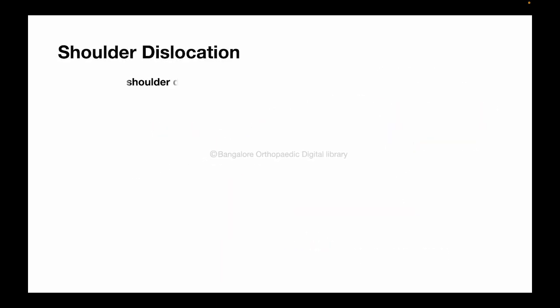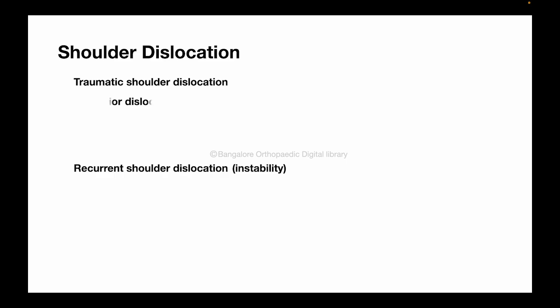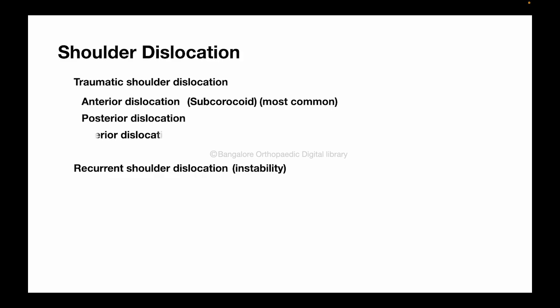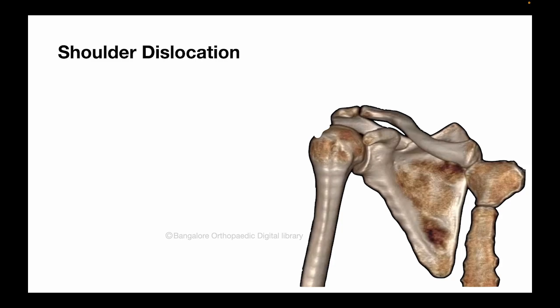Shoulder dislocation can be grouped into two distinct classes: traumatic dislocations and recurrent shoulder dislocation or instability. Based on the direction of the dislocation, traumatic dislocation can either be anterior dislocation, where the humeral head lies in the subcoracoid location, which is the most common type, or posterior and inferior dislocations. Recurrent shoulder instability can either be unidirectional or multidirectional instability.